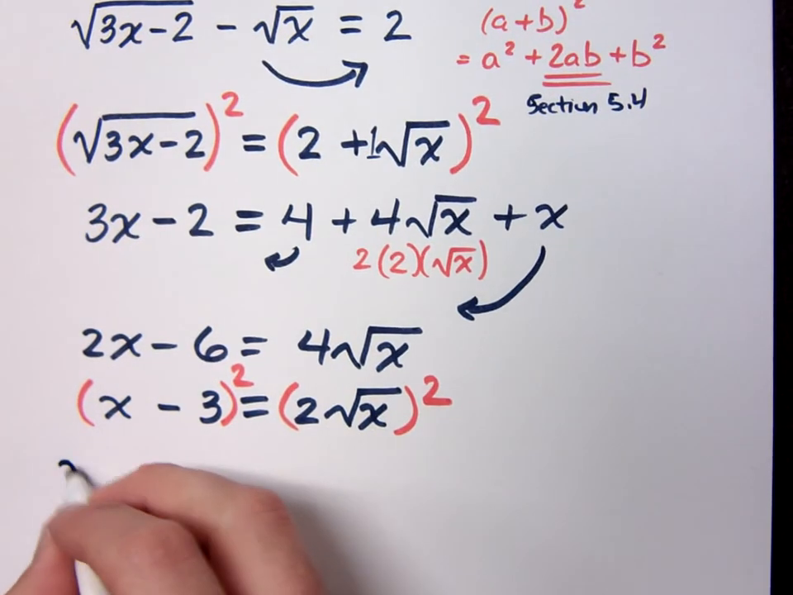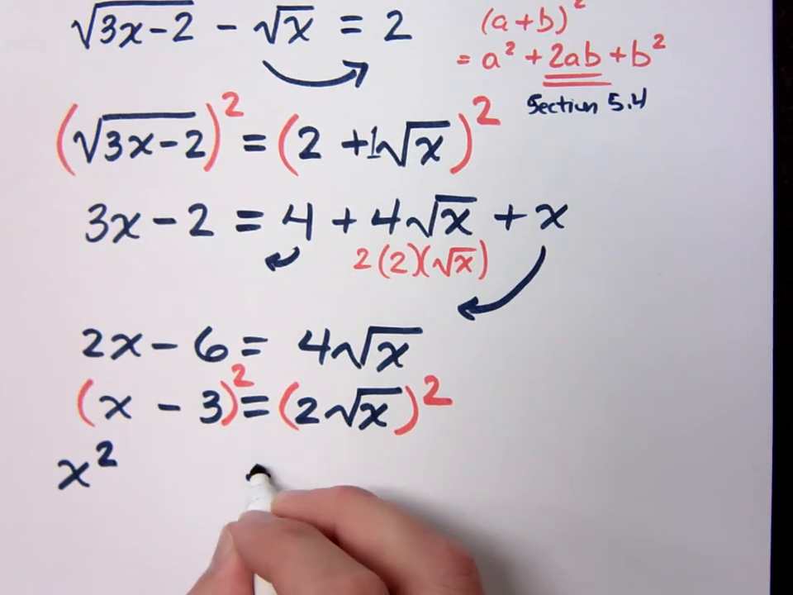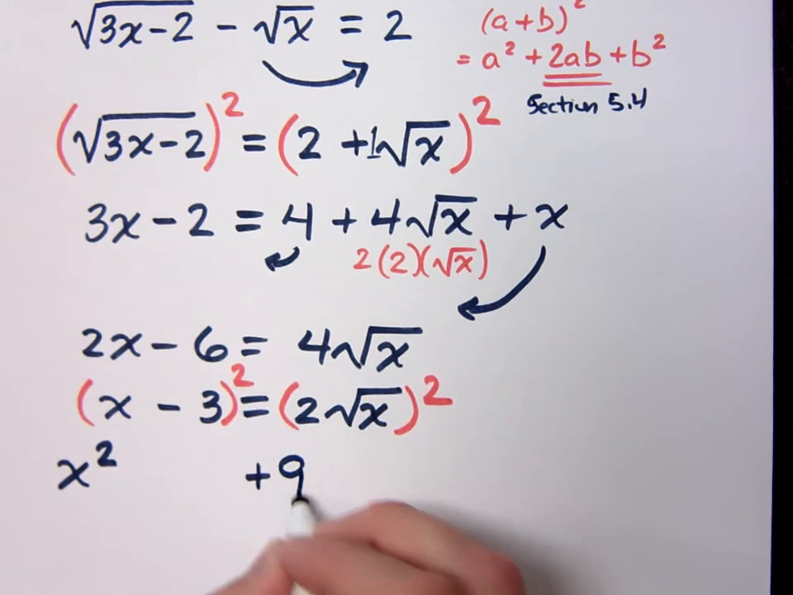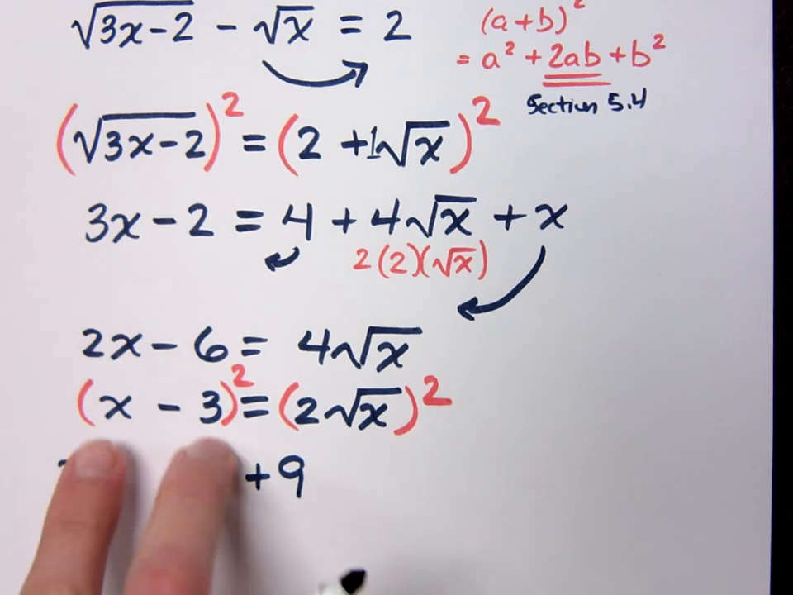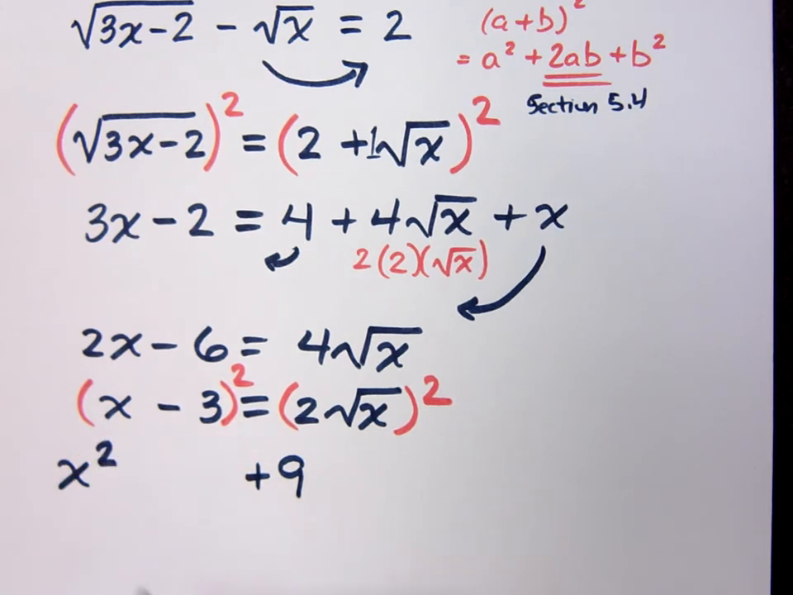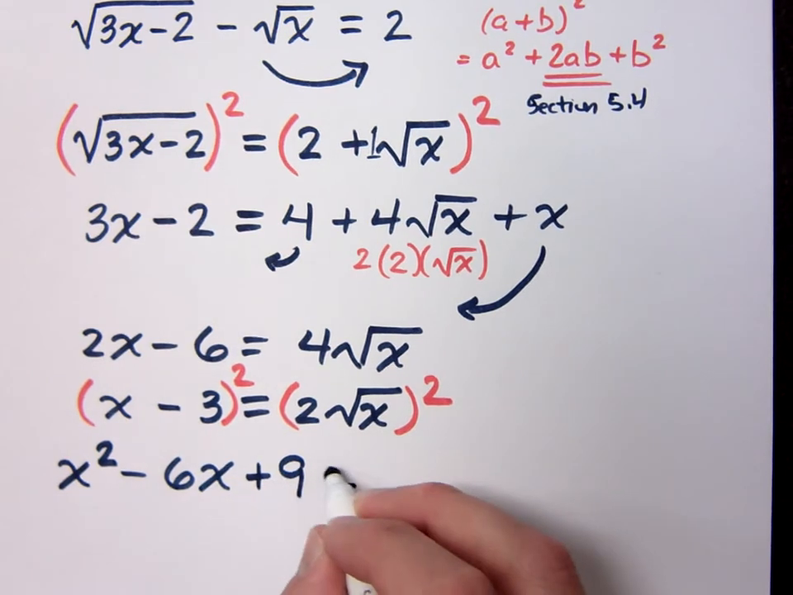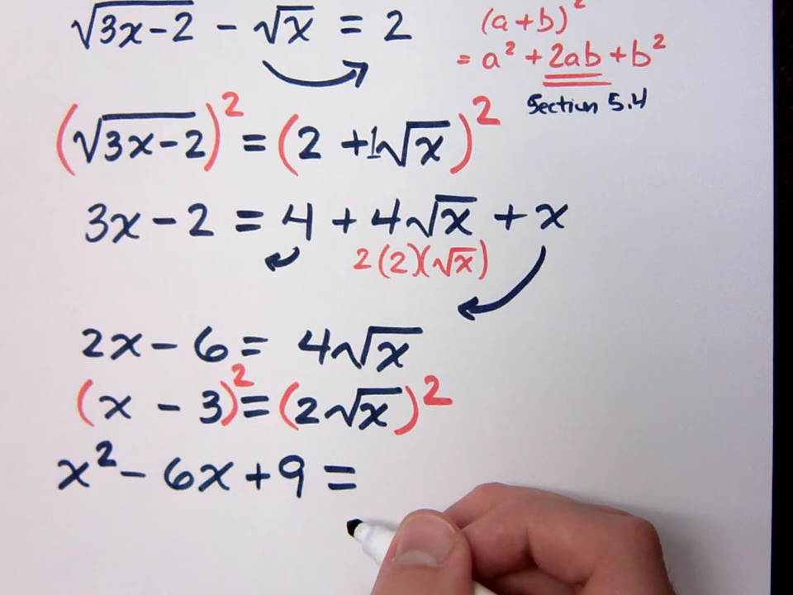x squared. What's the last part? 9. Plus 9. Now the middle part. What's x times negative 3? Negative 3x, times 2 is negative 6x. That's equals what?